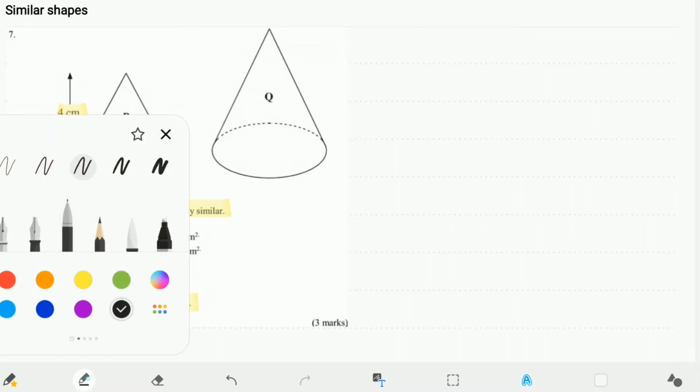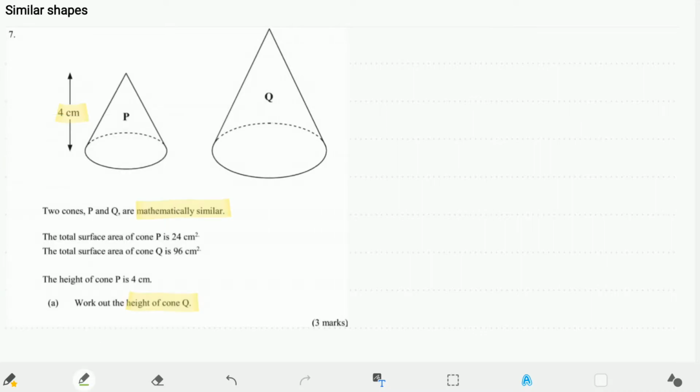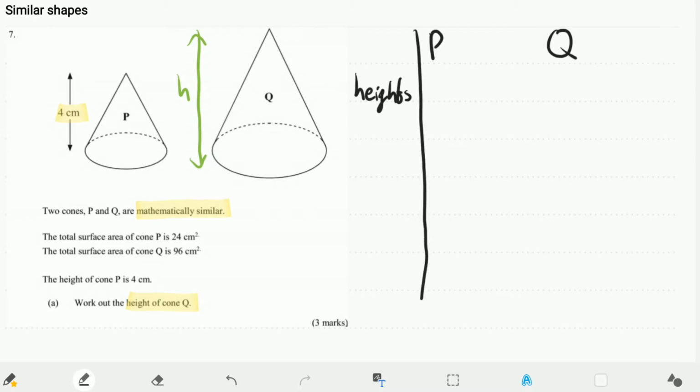With this question, we can draw out the important parts. So it says work out the height of cone Q. So we're trying to figure out the height of this cone. And because they are mathematically similar, we will know a few factors that we can figure out. Well, we can write down the important information in a table, and that'll make it easier, hopefully, for us to see what's going on. So we have shape P and shape Q. If we want to look at their heights, the height of P is 4, and the height of Q is h.